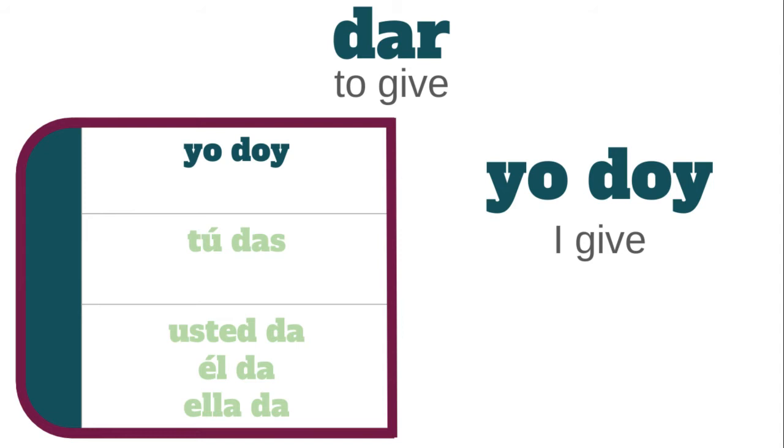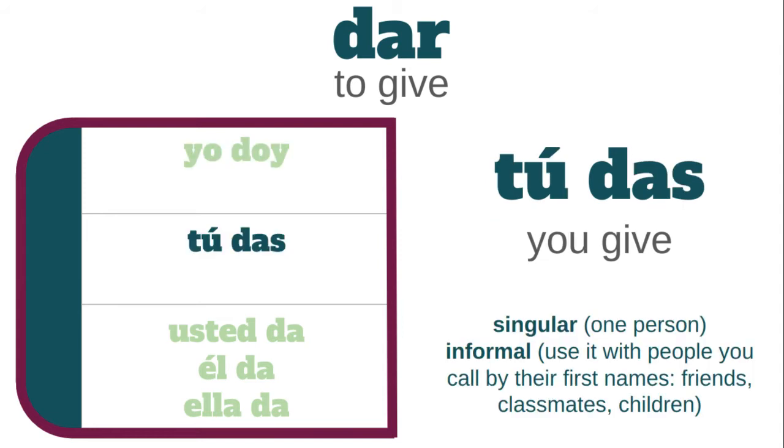And as I already mentioned, its ending is similar to the ending for the verb estar, which was yo estoy. They both end with oy. Yo doy. I give. The tú form is tú das. And remember that with the tú form, that's the form that means you, that you will use with one person that you're talking to when you're talking to them in an informal way, such as a person you call by their first name. Tú das.